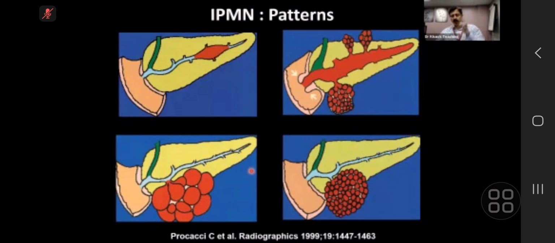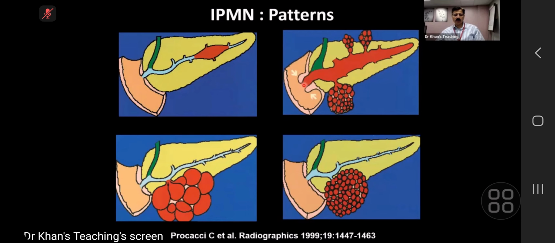This picture from radiographics tells you everything. If it just involves the main duct, you see it is going into the ampulla, opening like this. If you are an endoscopist, you will see this mucin coming out. It can be branch duct type, where the branch ducts will be continuing, or they will be in continuity with the main duct.